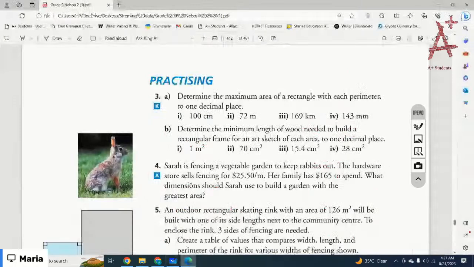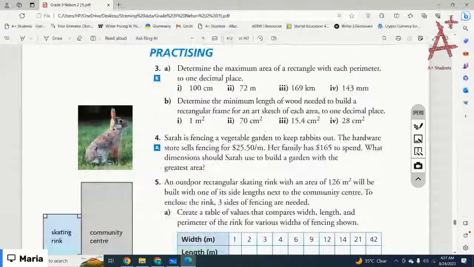Okay, the next one is the B part. Determine the minimum length of wood needed to build a rectangular frame for an art sketch of each area to one decimal place. Okay, the first one is 1 meter squared. So you have to calculate the minimal border length of the rectangles, right? We use the same condition as we did. We will use the formula for the area to find the length of A, and then use that length to find the minimum perimeter. So let's just calculate 1 meter squared.